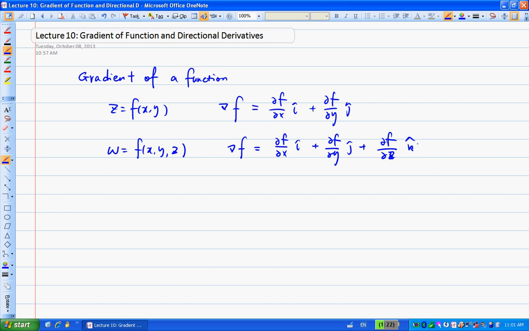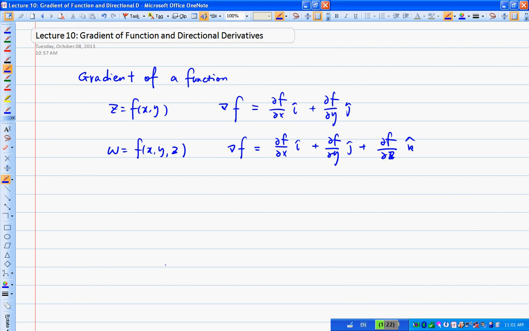So let's finish the gradient vector, and then we're going to get on to the next topic, directional derivative.